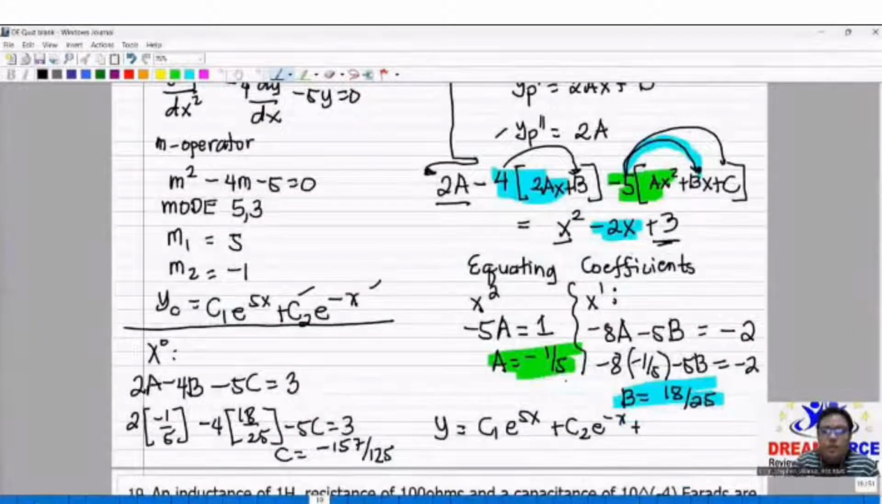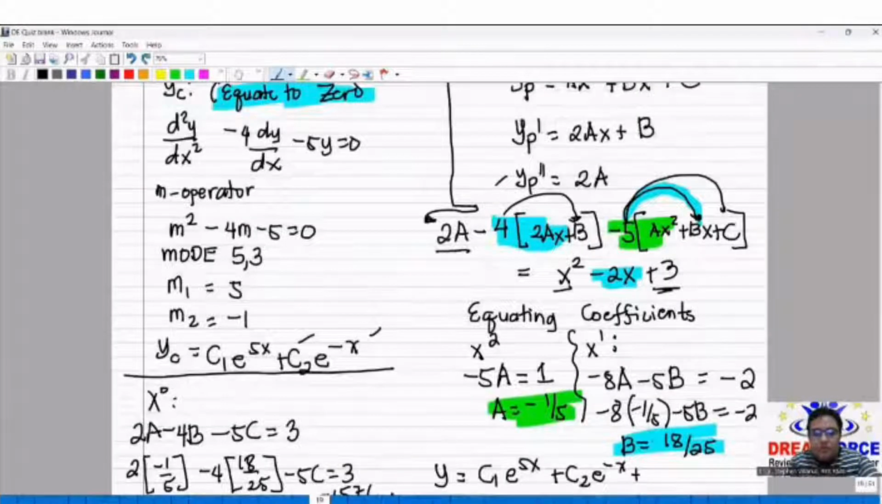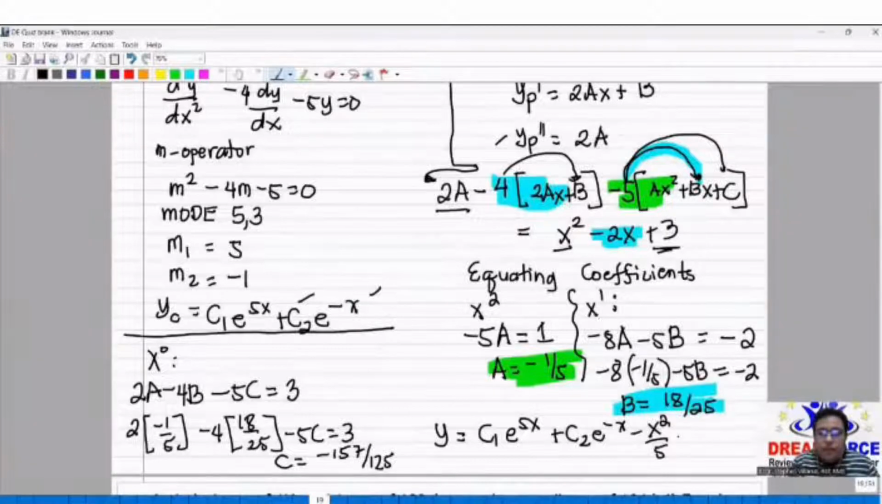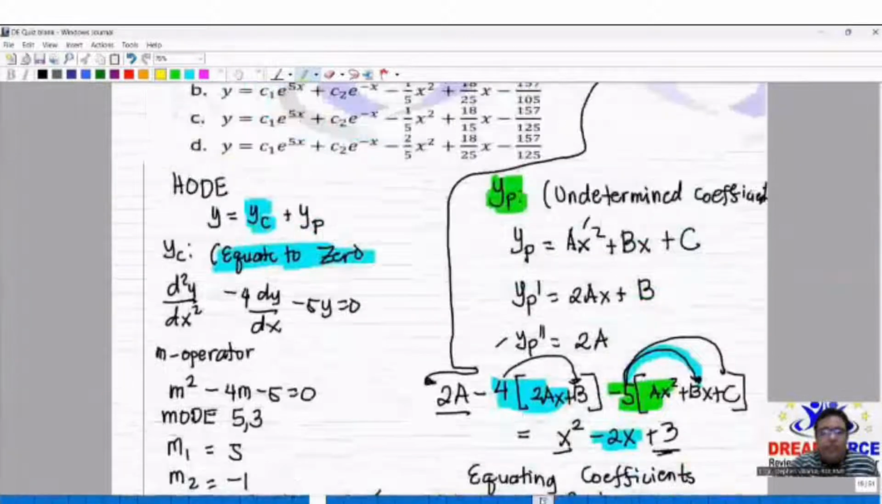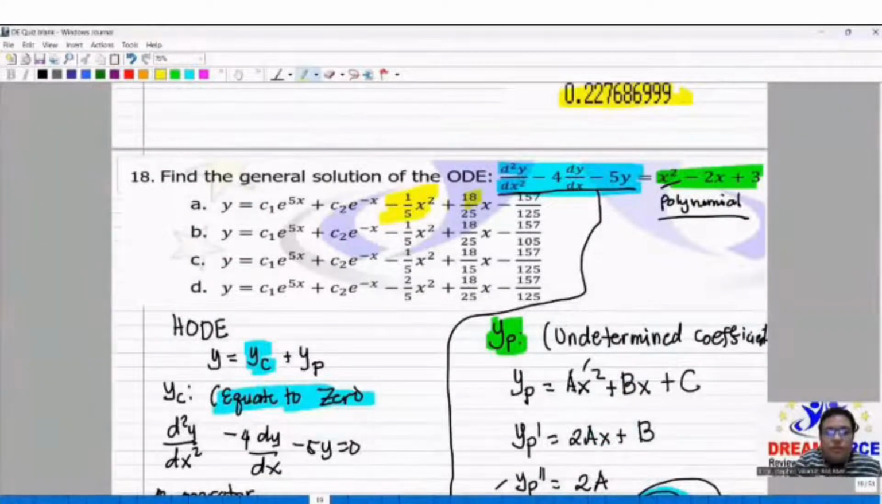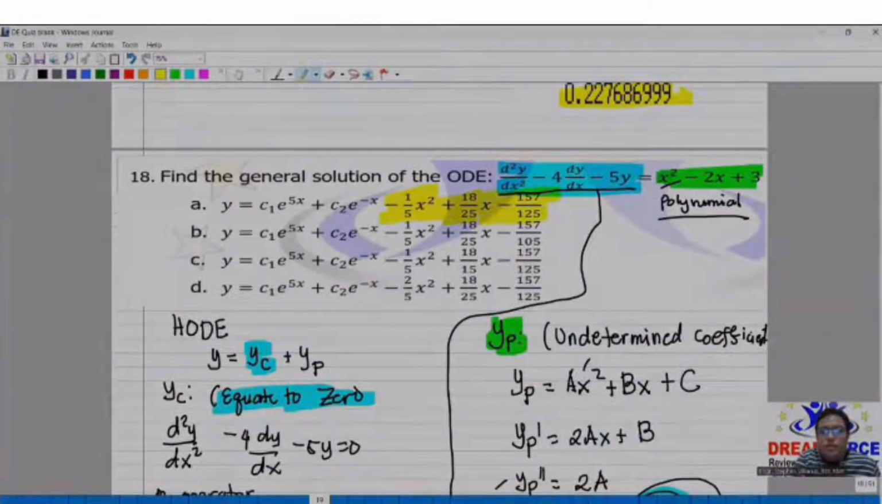Okay? So, unahin natin si a. So, that is negative 1/5 times x squared. So, this is minus the quantity x squared over 5. Then, plus 18 over 25 times yung ating linear term na x. Then, minus 157 over 125. So, ito na siya. So, hanapin natin yan sa choices and that will give you letter A. So, negative 1 over 5, 18 over 25, then negative 157 over 25.